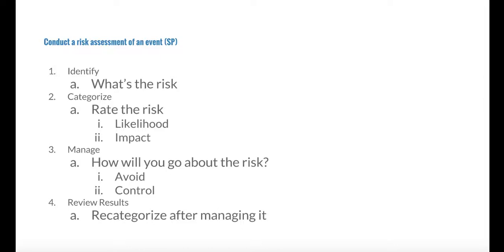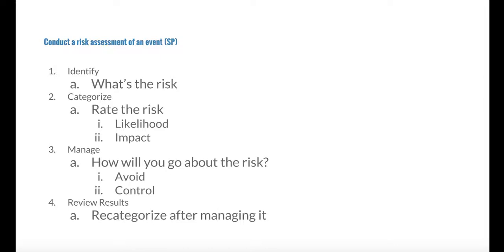How likely is it to occur? Is it extremely likely? Is it very likely? If you can give it some sort of numerical value like a percentage, that's even better. And rate the impact as well. How impactful is it? Is it going to have a serious impact and ruin people's lives? Is it just going to have a minor impact and not be very significant?